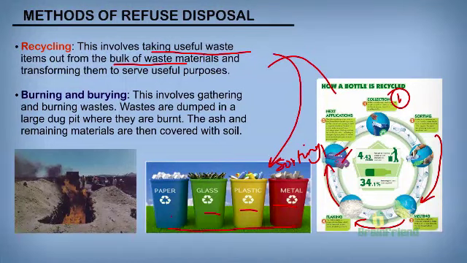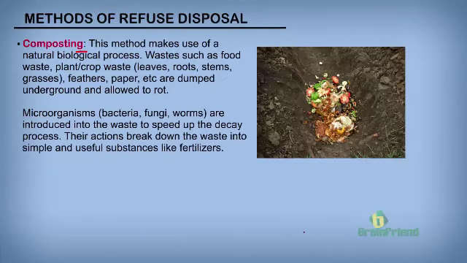Another method of refuse disposal is burning and burying. This involves gathering and burning of wastes. So wastes are dumped in large pits and they are burnt, and then the ashes remaining are covered with soil. Composting. This method makes use of natural biological process. Waste such as food wastes, plant wastes, feathers, paper, etc. are dumped on the ground and allowed to rot.